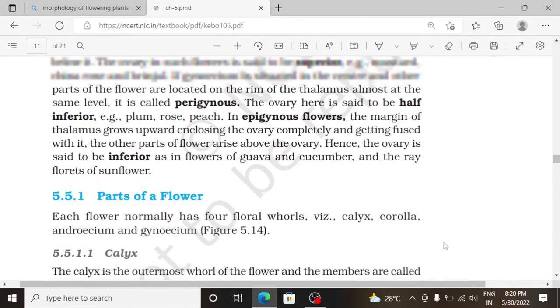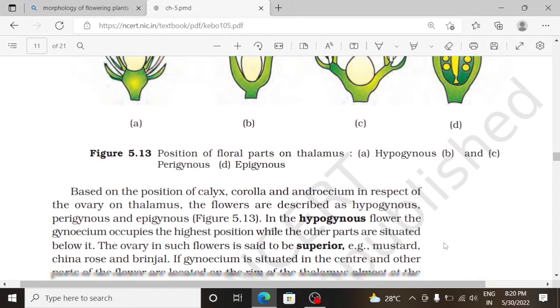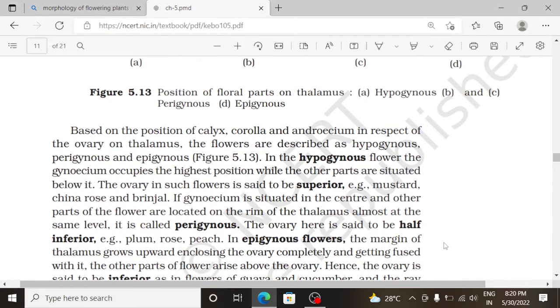Then the next one is based on the position of calyx, corolla and androecium in respect of the ovary on thalamus. The flowers are described as hypogynous, perigynous and epigynous. In the hypogynous flower, the gynoecium occupies the highest position while the other parts are situated below it. The ovary in such flowers is said to be superior. Example: mustard, china rose and brinjal.